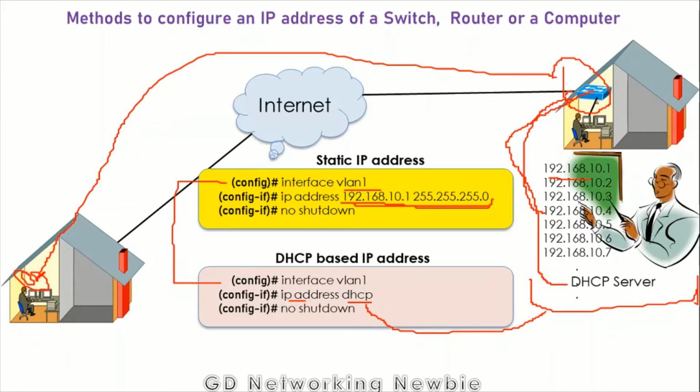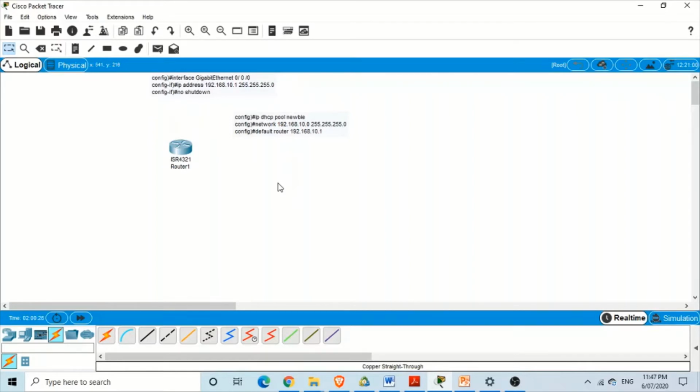With this concept, let's do the same thing in Cisco Packet Tracer. Now we are in Cisco Packet Tracer, and this is our DHCP server. I have configured this DHCP server already. If you want to configure it by yourself, you can use these commands. Otherwise, when the topic comes, I'll discuss the DHCP server in detail. But at the moment, we are not discussing the DHCP server configuration, only the client side.